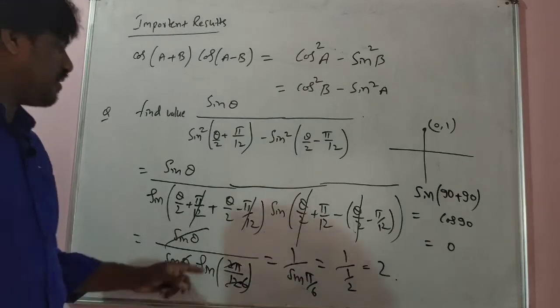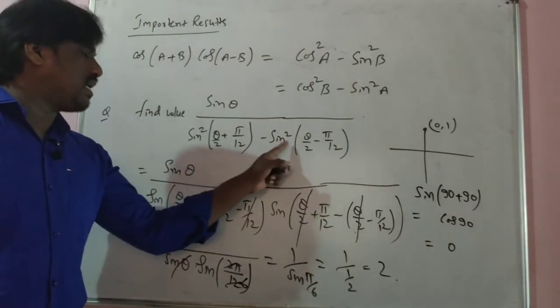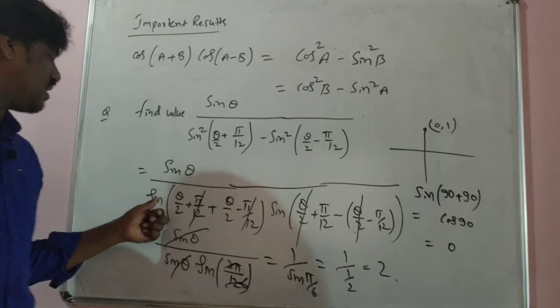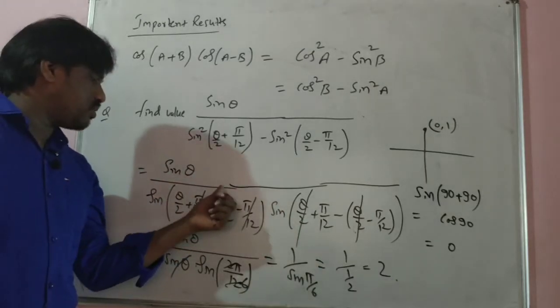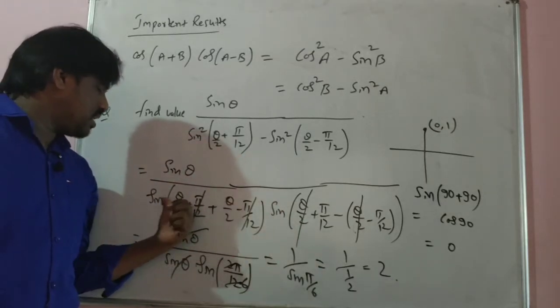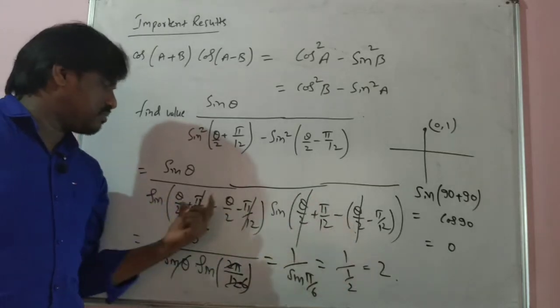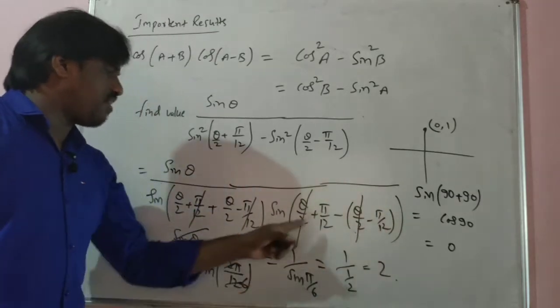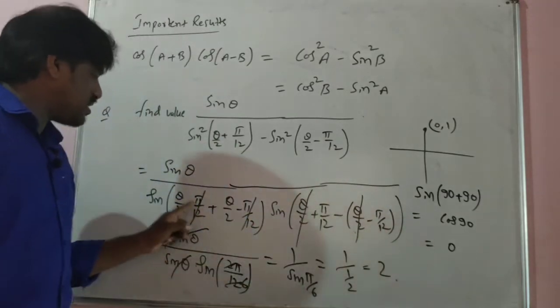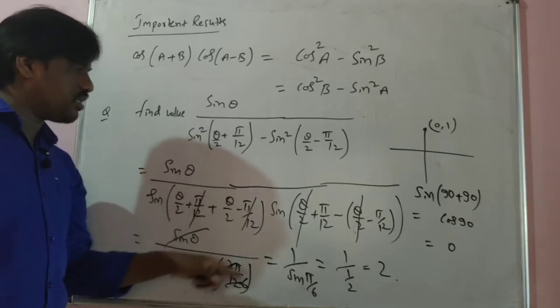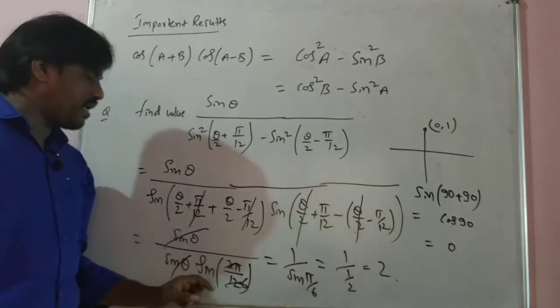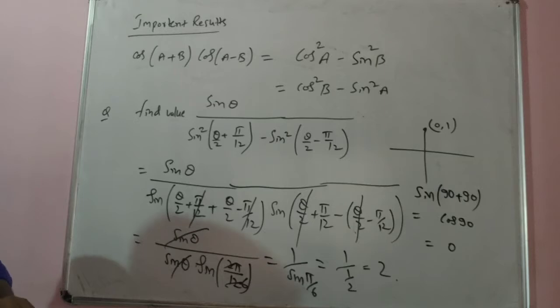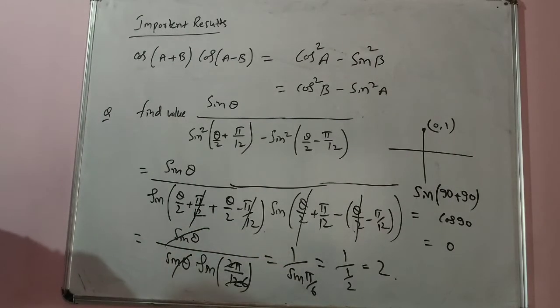I repeat once again. Here sine of a plus b into sine of a minus b, minus sine square a minus sine square b, can be written as sine of a plus b into sine of a minus b. A is this, b is this. A is this, minus b is this. So after you cancel out, you are going to get sine theta upon sine theta into sine 2 pi by 12, 2 cancel 6 times. So 1 upon sine pi by 6, that is 1 upon 1 by 2. The answer is 2. 2 is the right answer.